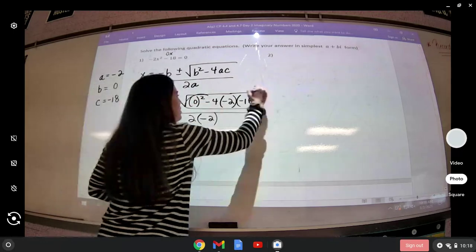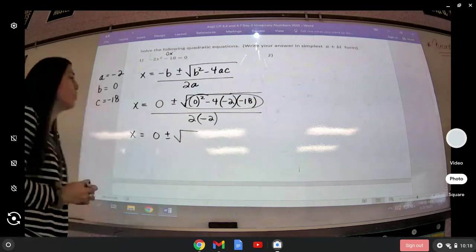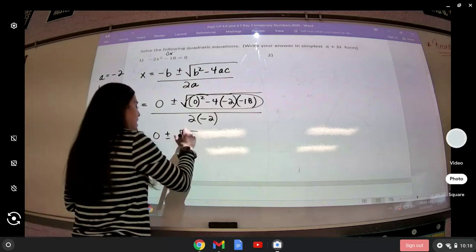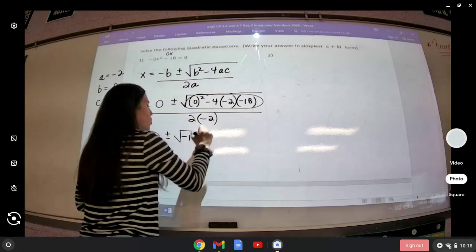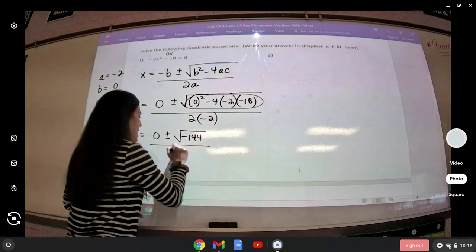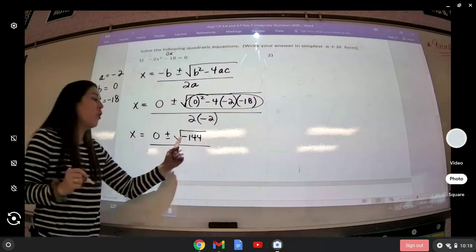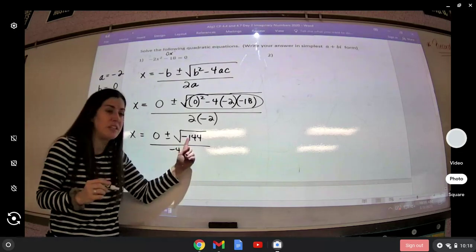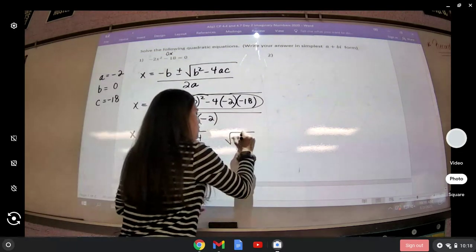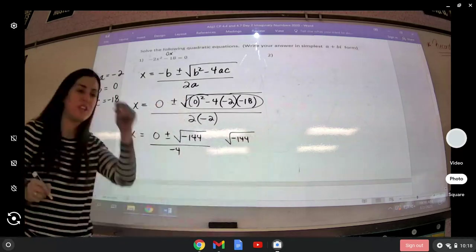Type this into your calculator, but don't put it under a square root. Hit enter and see what you get. You should get negative 144. Then we're going to divide that by negative 4. So guys, go back to that square root. We have to clean this up. We have to fix that. So take it off to the side, the square root of negative 144, and let's fix that.